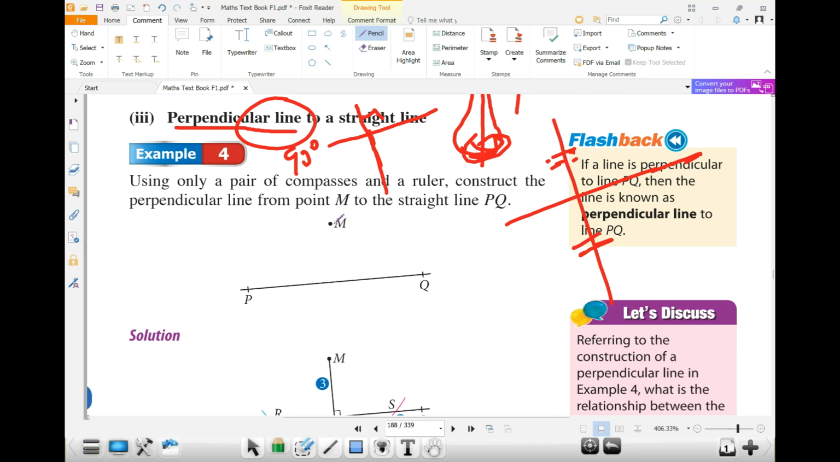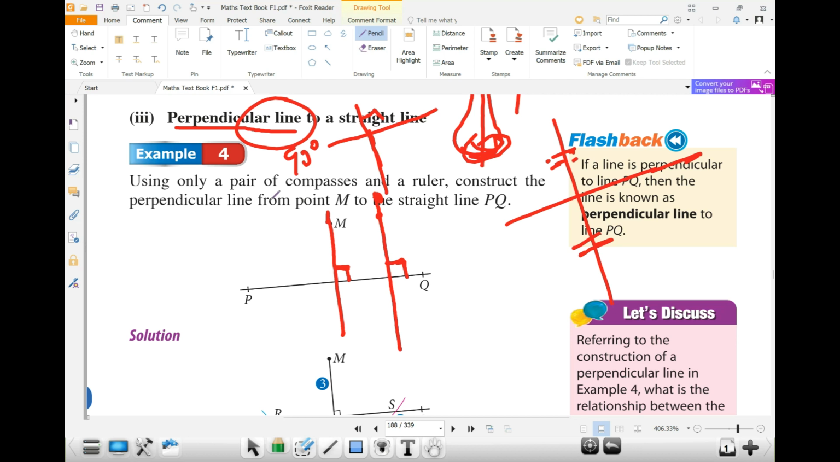Meaning you need to draw a straight line that cuts through M and makes a 90 degree angle like this. Sometimes they can give you the M somewhere else here. So when they ask you to construct a perpendicular line, you need to draw a 90 degree line that cuts through PQ here. Okay, the M can be any place. They can put it any place here and there.